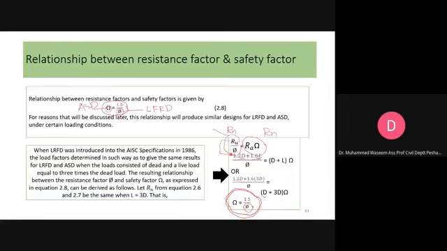And this equation is valid if the live load is 3 times the dead load. You have dead load, you have live load. This is for the case of dead plus live load only. So if the live load is 3 times the dead load, this relationship will hold, and it holds for the case of a tension member. For a compression member or a flexural member, this will not hold.